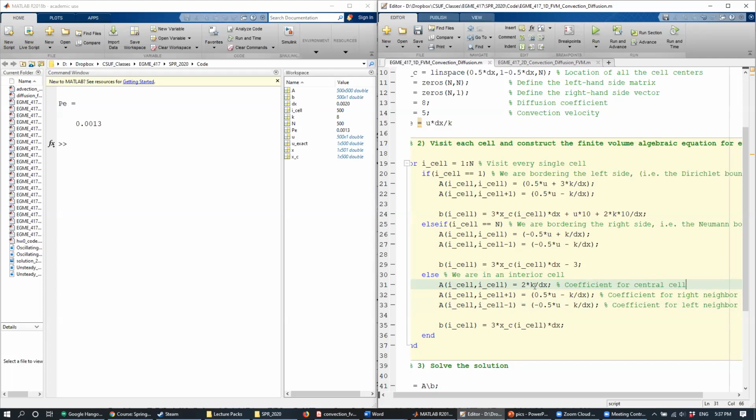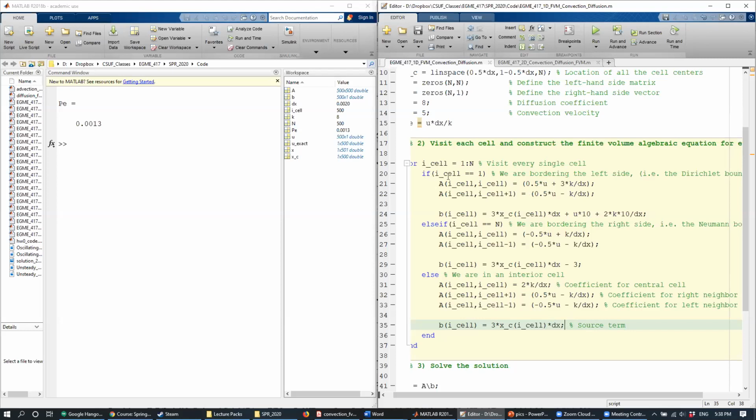Okay. And you can see that these coefficient values are consistent with the equations that we went over last time in the lecture. And then we can't forget the source term. So our source term, remember, was 3 times x, and then due to the finite volume method, we multiply that by dx, or the grid spacing. Okay, so now let's go into the other parts of the for loop, or the if statements.